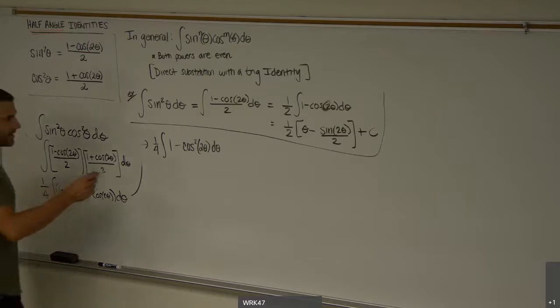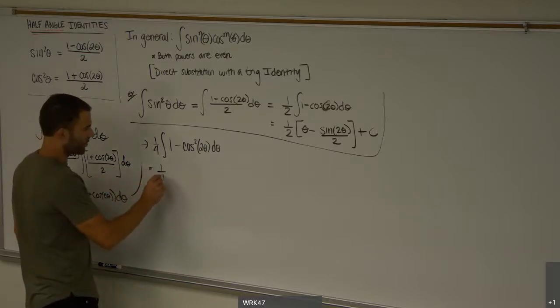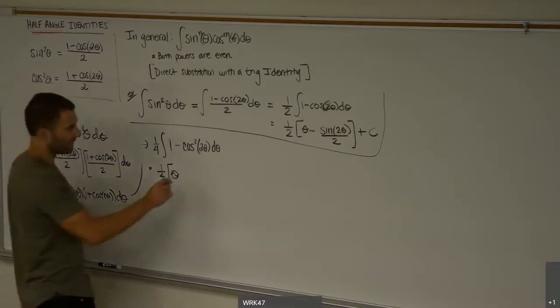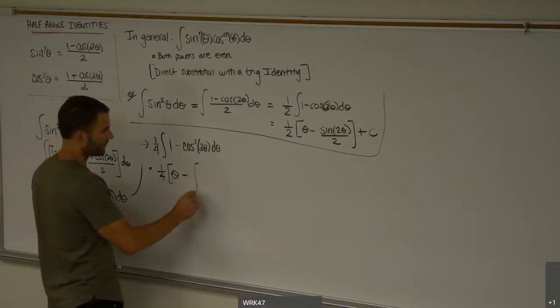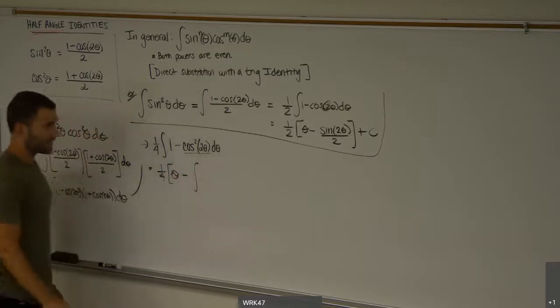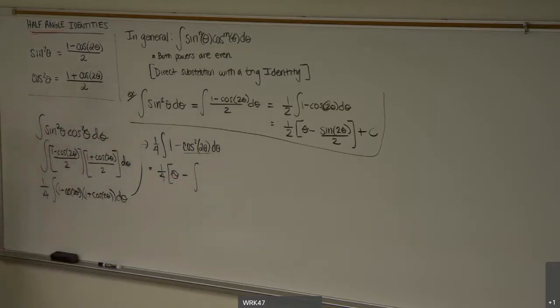And so if I integrate this, I could do the first part, 1/4, and then the antiderivative of 1 is theta. That part I can do, minus the antiderivative of cosine squared theta. Well, again, even power, so I can't integrate it directly. I can't use my u-sub using my odd power.